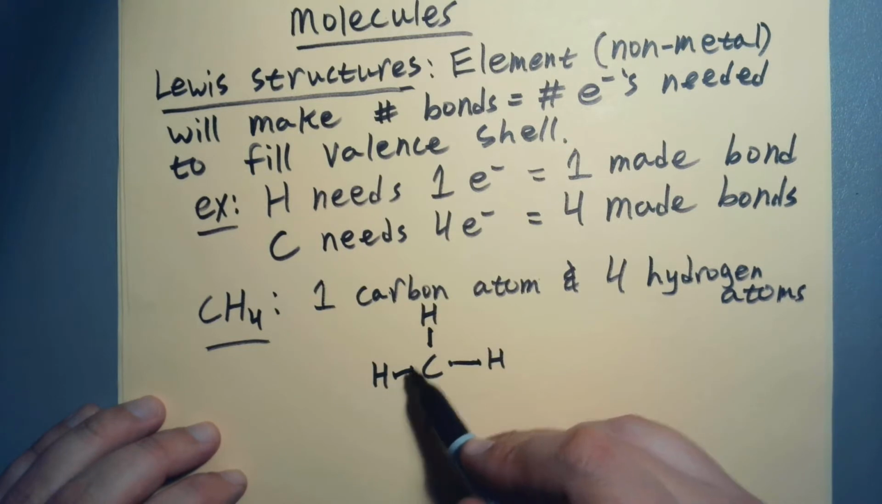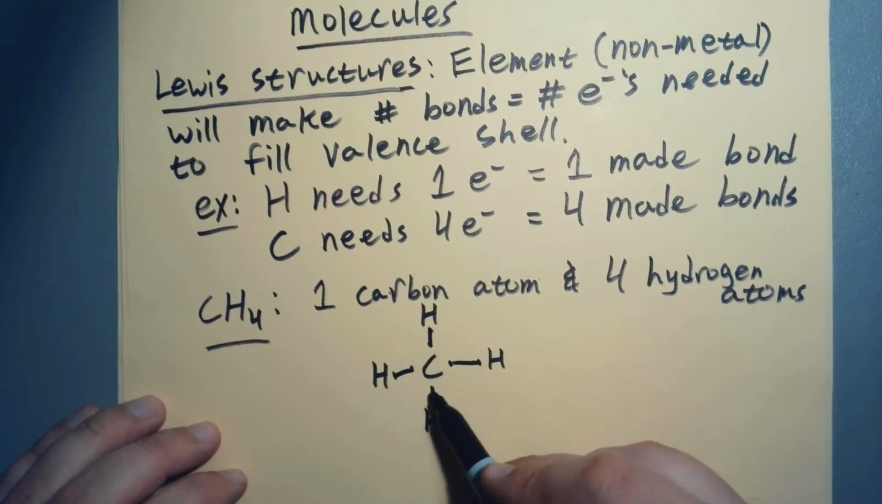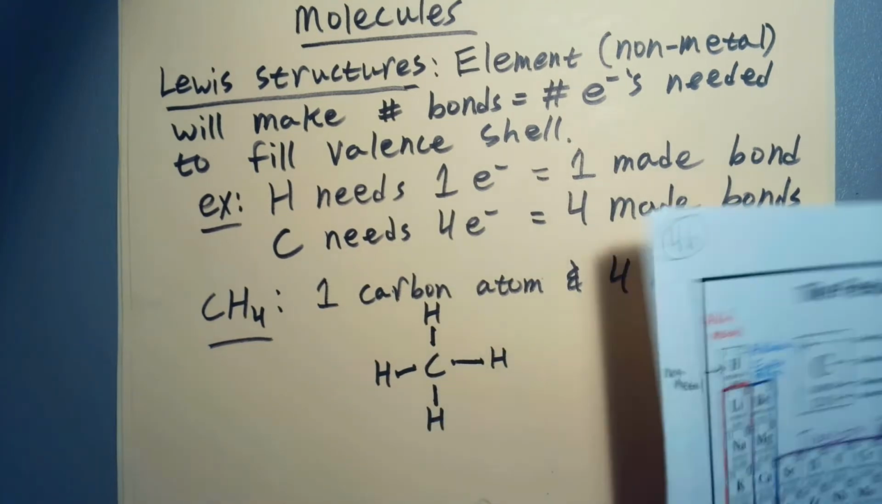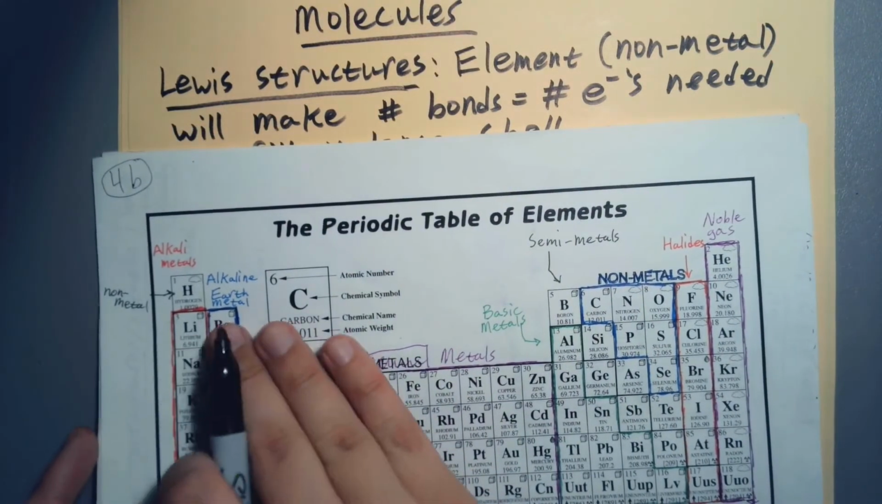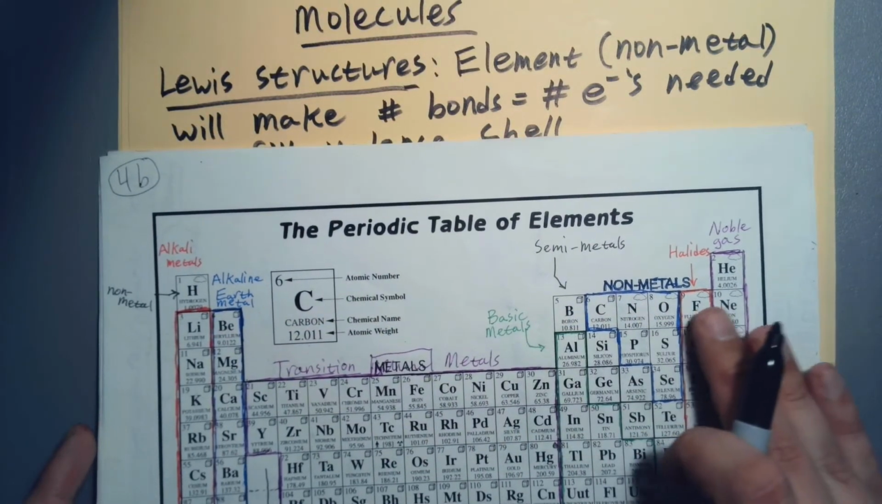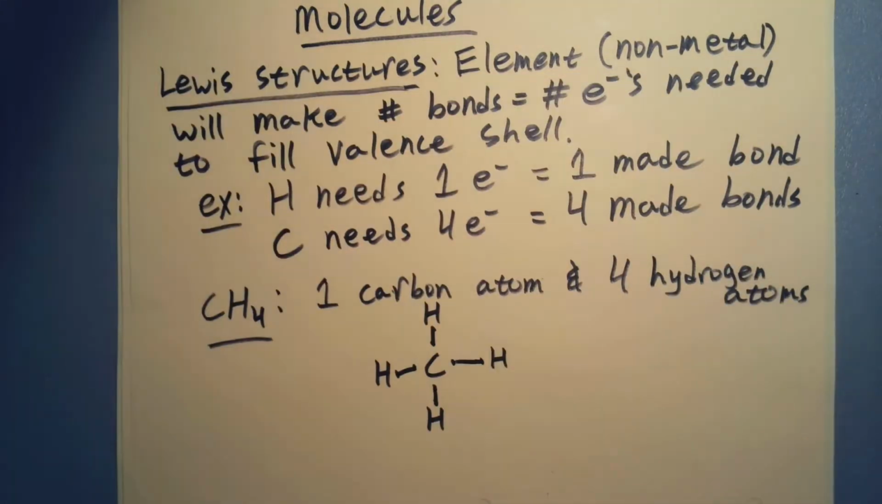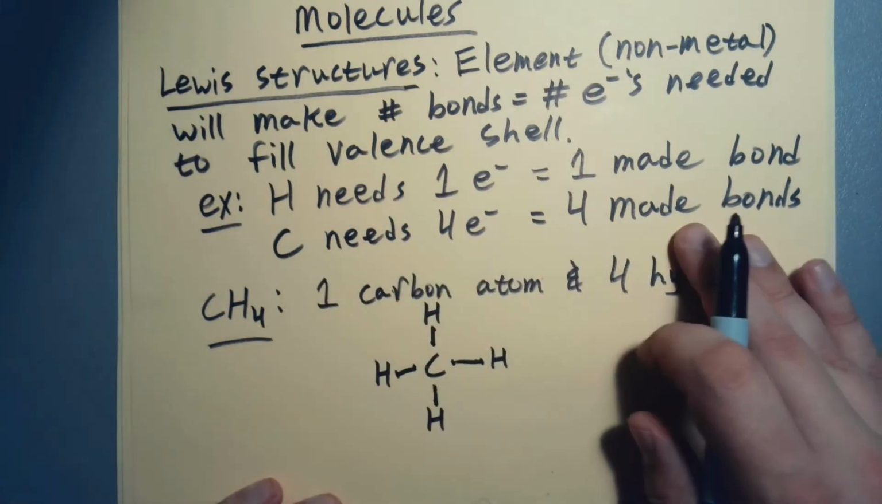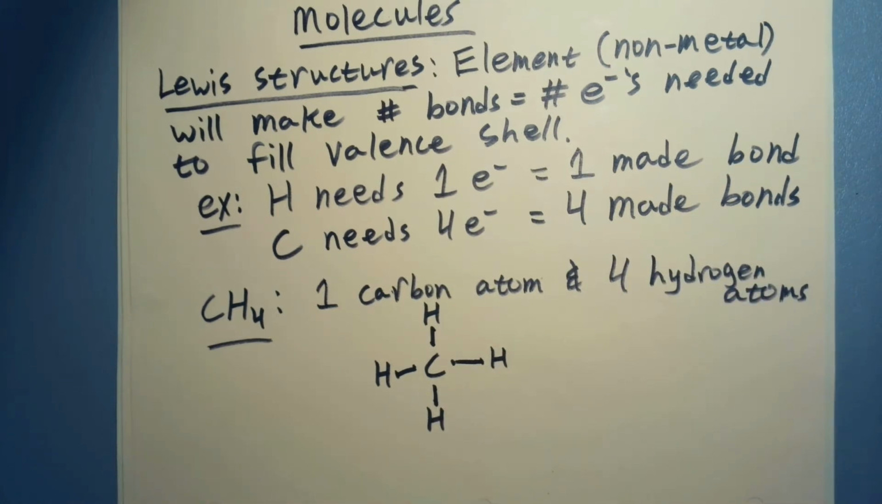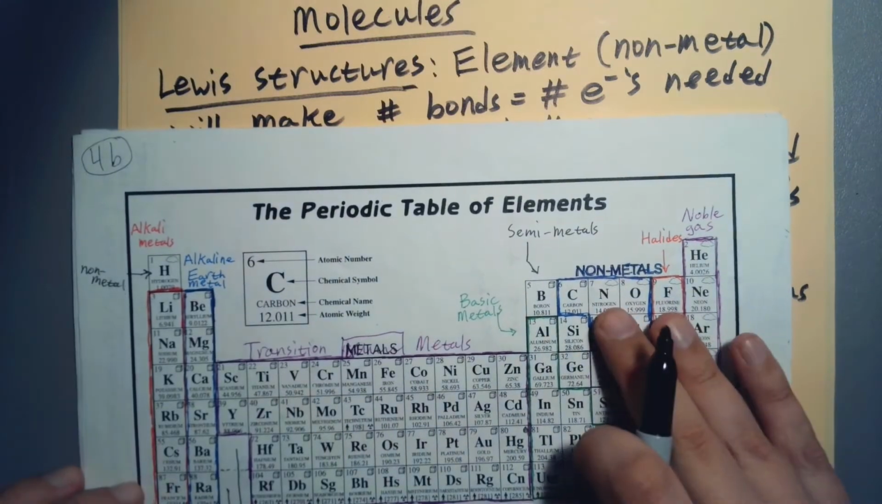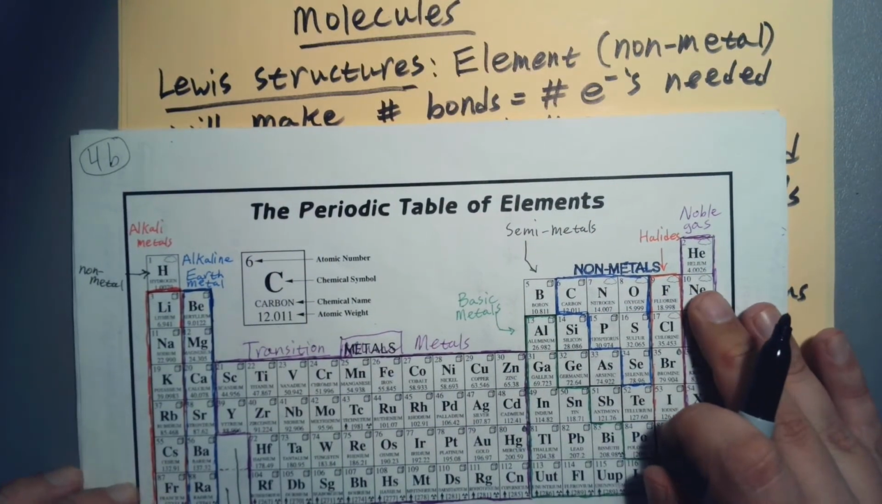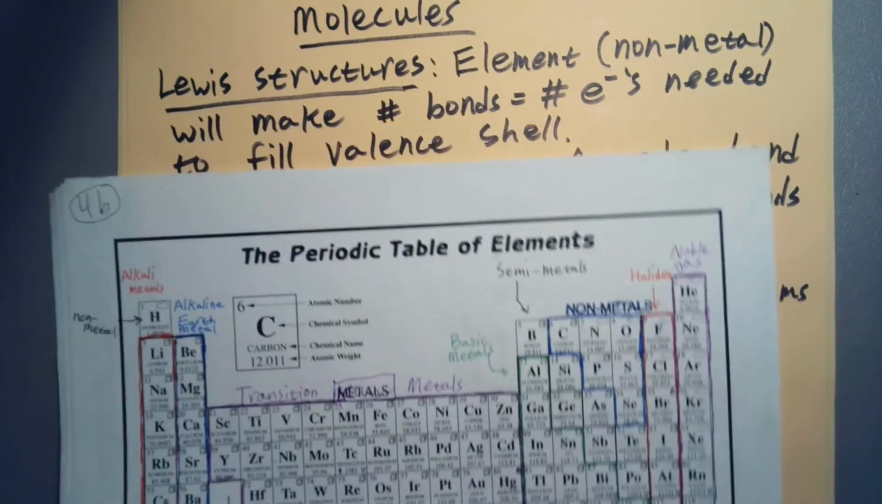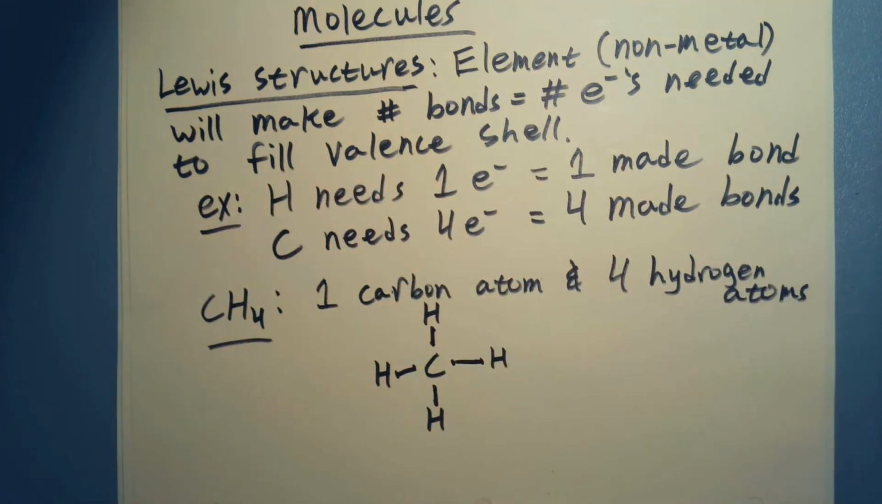It has 2, 4, 6, 8 electrons. And guess how many electrons carbon needs? 1, 2, 3, 4, 5, 6, 7, 8 electrons. So it has filled its valence shell. So that's what carbon does. Carbon's going to make 4 bonds to fill its valence shell. If we look at something like nitrogen, it needs 1, 2, 3. It's going to make 3 bonds to fill its valence shell. So it'll have some electrons left over that don't bond.